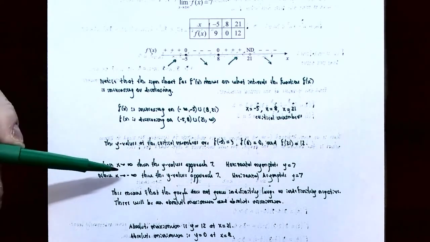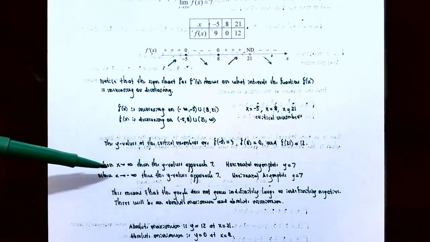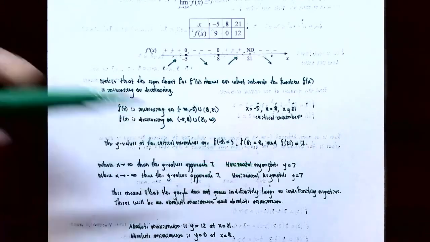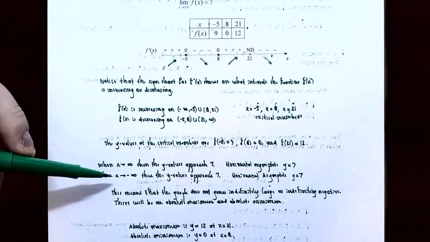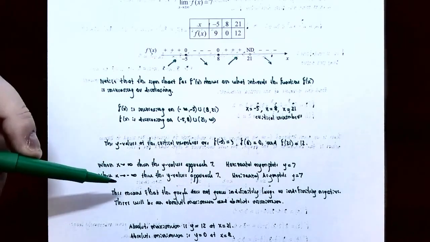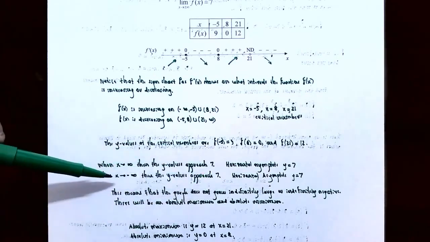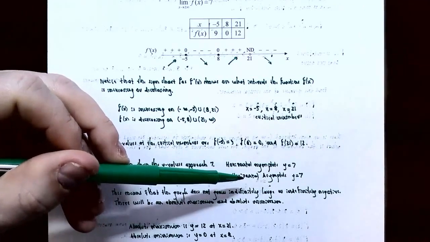Whenever x approaches infinity, the limit of the function was 7. So that means the y values are approaching 7 whenever x is growing arbitrarily large. So that means that there's a horizontal asymptote y equals 7 for this function as x approaches infinity. And for the same reason, as x approaches negative infinity, the value of the limit of the function was also 7. So the y values are approaching 7 whenever x is approaching negative infinity. So on the left end of the graph, we also have a horizontal asymptote y equals 7.